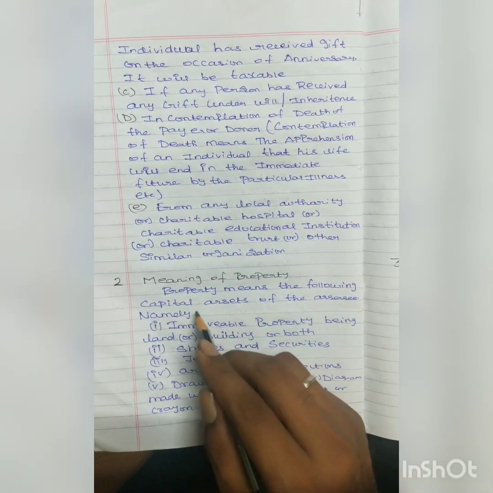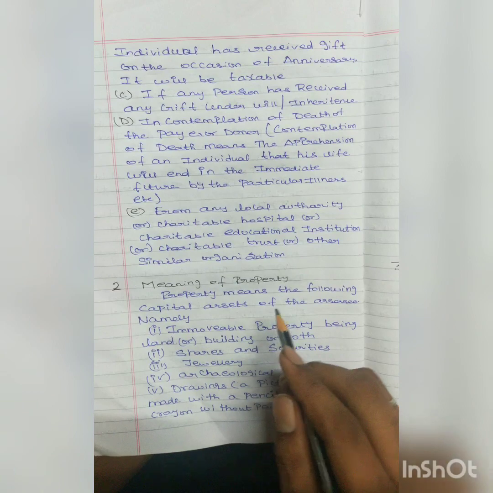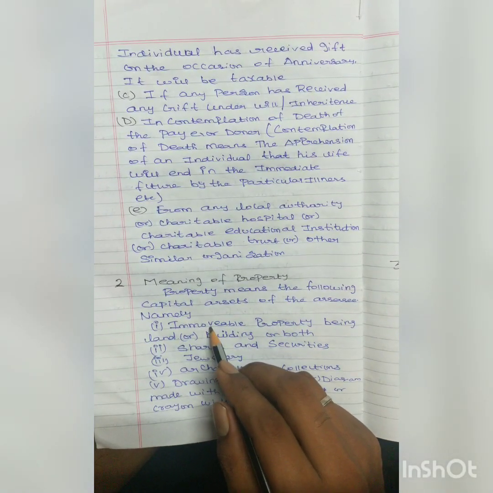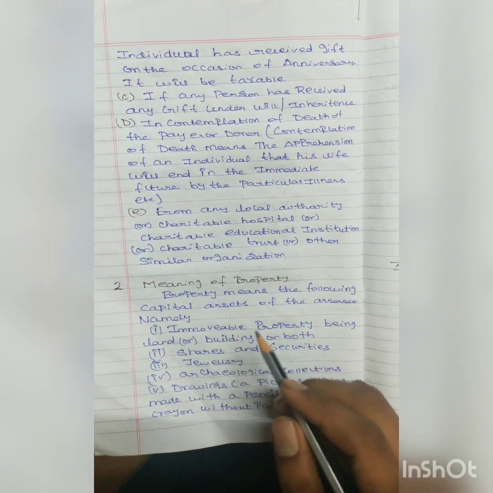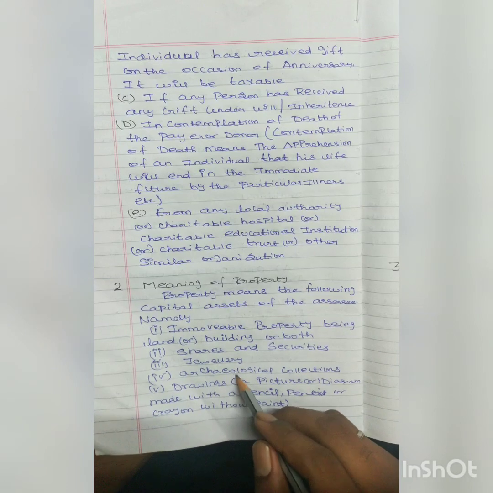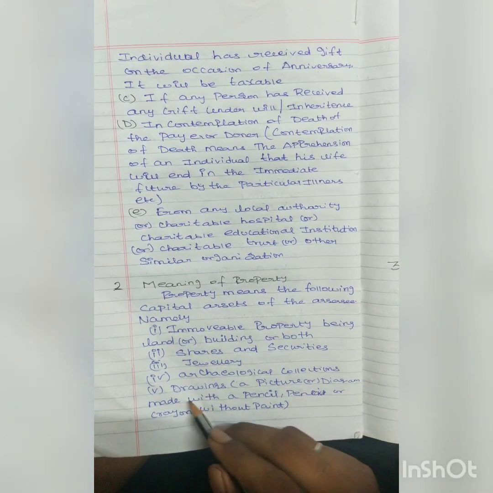Property means only the following capital assets. Immovable property, which consists of both building and land, shares and securities, jewelry, and archaeological collections. Archaeological collection means ancient period coins and the like.